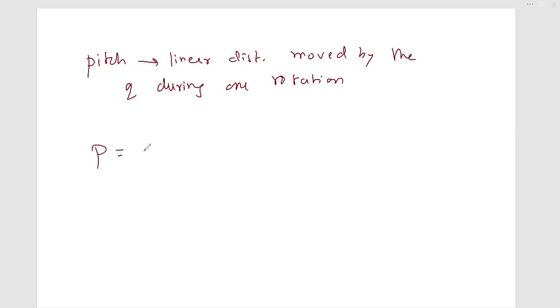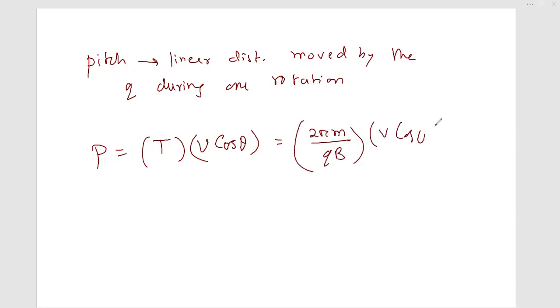So we will write pitch is equal to time period into the component due to which it is moving in the linear path, that is v cos theta. Now we know that time period is given by 2 pi m by qb. So we will just multiply this by v cos theta. Now see here, pitch is directly proportional to speed. It is directly proportional to cos theta, right? So if the charged particle is moving with a great speed, then its pitch will be more. Similarly, if it enters the magnetic field at a smaller angle, then also its pitch will be more.